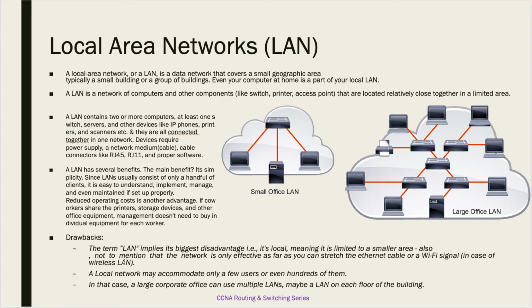And that's why it says, not to mention that the network, and when we say network we are talking about the LAN here, is only effective as far as you can stretch the cable. The cable that we typically use in a LAN is called your Ethernet cable, or a Wi-Fi signal if we are setting up a wireless network. So this is one of the limitations or drawbacks of a LAN, because it's really limited to a small area.